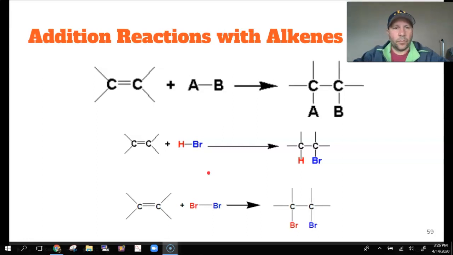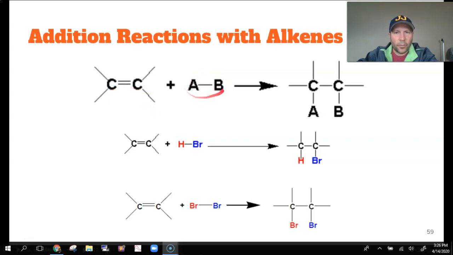All right, let's go over some addition reactions with alkenes. So what that means is we're going to add something into the alkene. What I want to point out to you is that when we add things to an alkene, it'll get rid of this double bond, which frees up each carbon to have one more bond. Because remember, carbons want 4 things: 1, 2, 3, 4. We get rid of this double bond in the alkene, and it allows this carbon to have one more bond and this carbon to have one more bond.